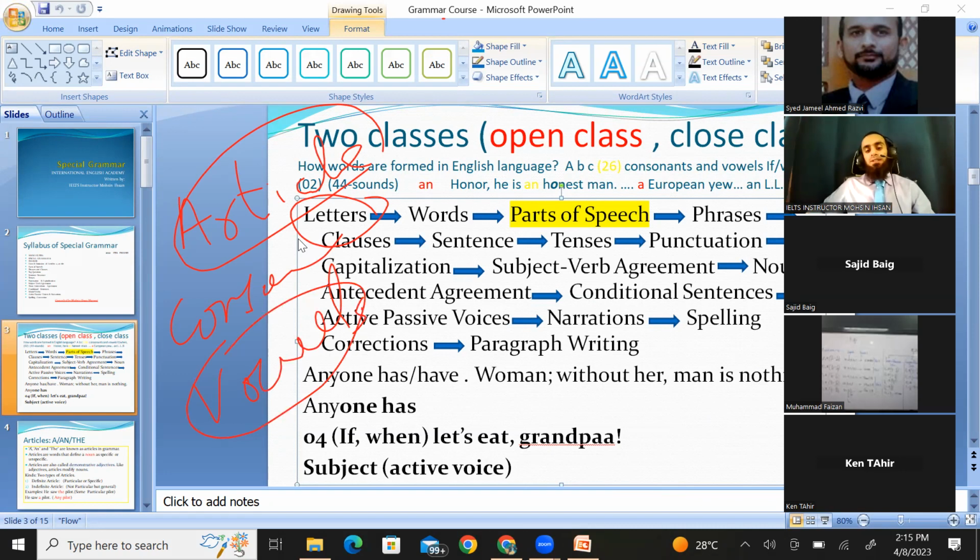Why is this distribution done? What is the reason? Yes, anyone? What is the reason for this distribution? Yes, Sajid, Jamil, Tair, Faizan. What is the reason for this distribution?